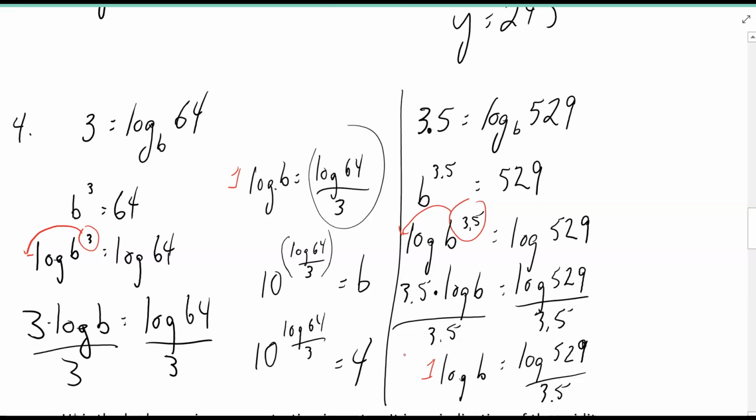What's the base? Everything on the other side is the exponent on 10. 10 to the log 529 over 3.5 equals b. Make sure you can find this value on your calculator.